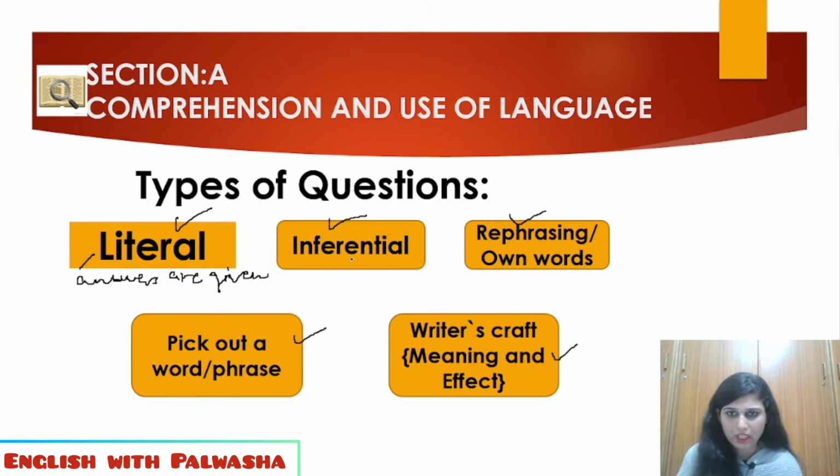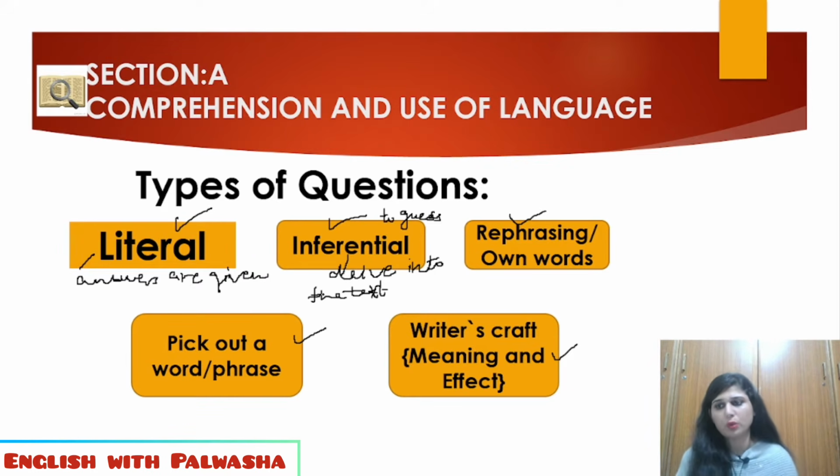Now comes the inferential. Infer means basically to guess something, right? When you guess something, it means the answer is to be dug deep from the text. You have to delve into the text to get the inferential answers. You have to see what the writer wants exactly, and by sticking to the point, extract that particular text and then write it, right?